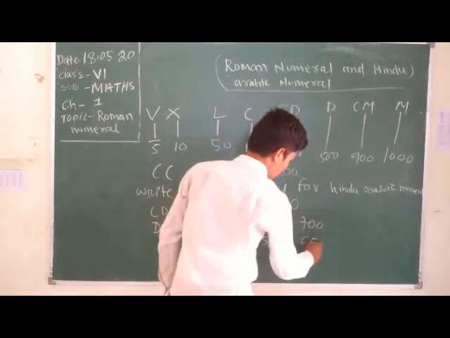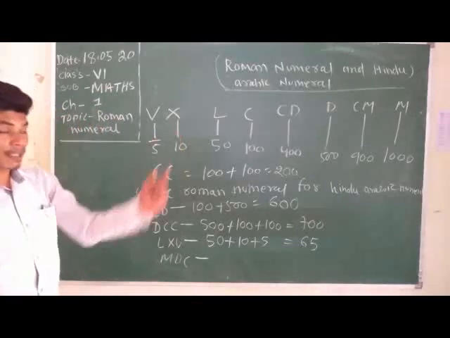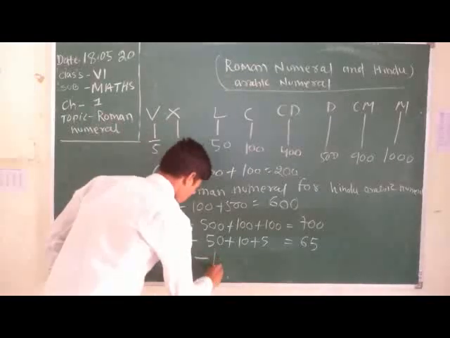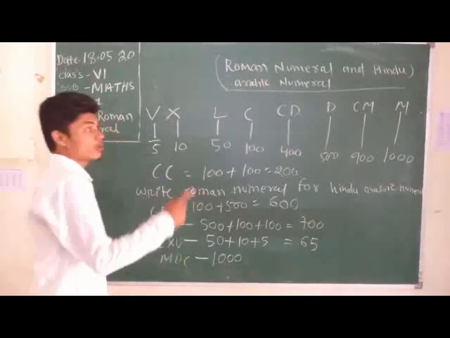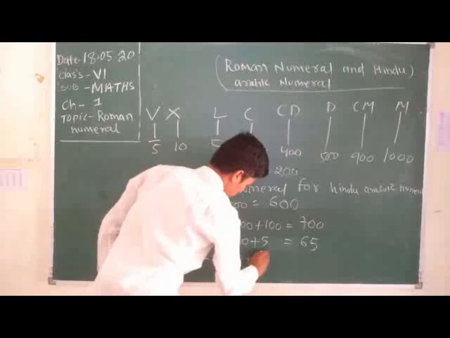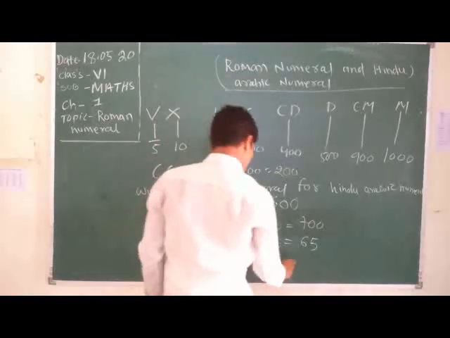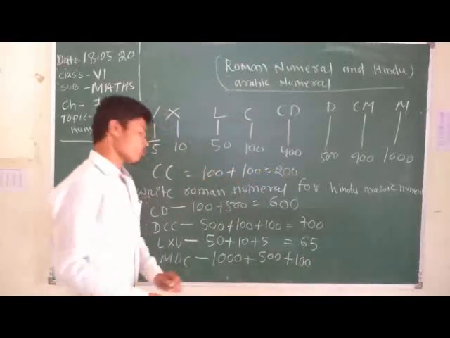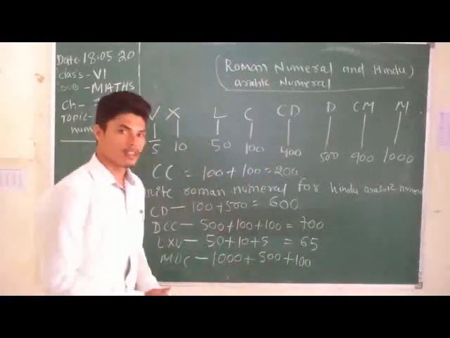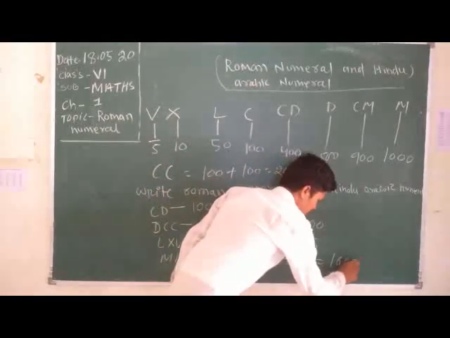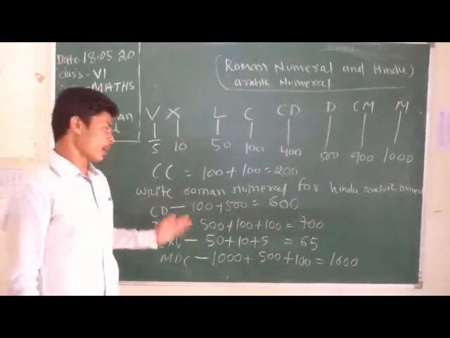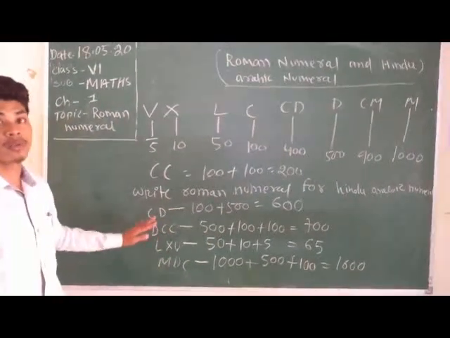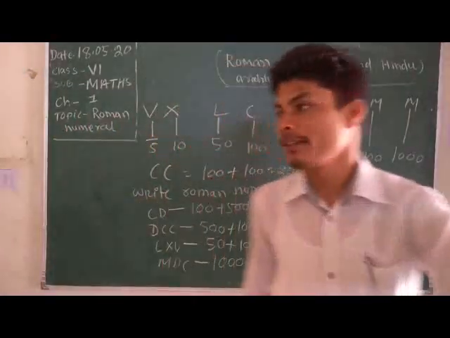Now M, the value of M, means 1000. Then we write here 1000. D equals 500, C equals 100. So 1000 plus 500 plus 100 equals 1600. Clear? All of you know how to find the Hindu-Arabic number for a Roman numeral. In Hindu-Arabic numbers, you can easily find the answer 1600.